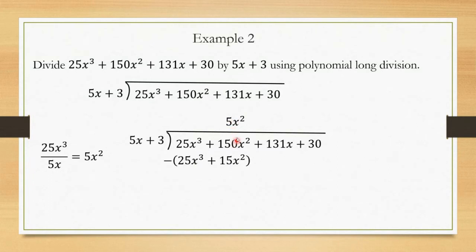Now, notice where I put it, over the like term in the dividend. Then what I'm going to do next is multiply it. As you can see, I'm multiplying it, and then we subtract the product. So we get 25x cubed plus 15x squared. And we want to subtract that.